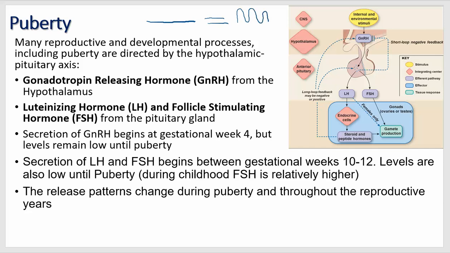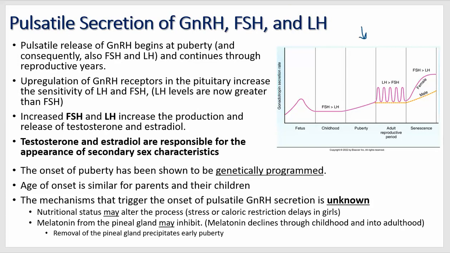During puberty, they start to become pulsatile, and that continues throughout the reproductive years. I'm going to stop trying to draw that and just show you the picture, which is nicer. That pulsatile secretion is what starts at puberty. The GnRH levels go up, and then you have the pulsatile release. Pulsatile release of GnRH begins at puberty, and consequently the LH and the FSH begin too, and that continues through the reproductive years.